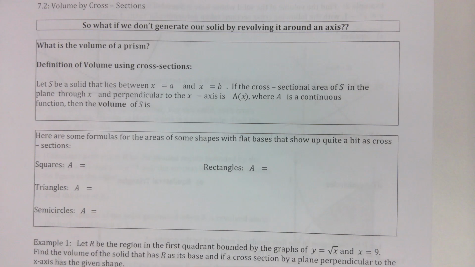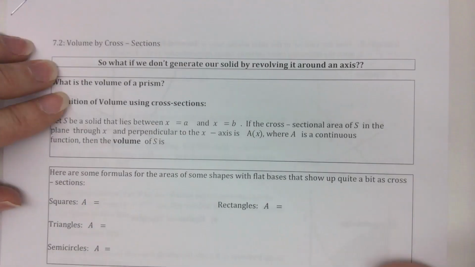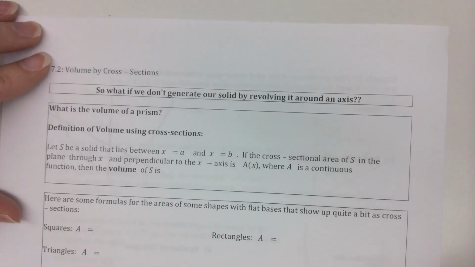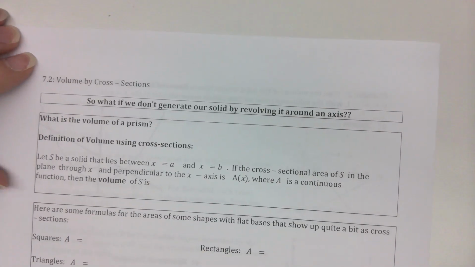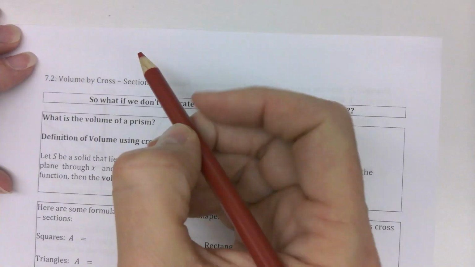Finding a volume of a solid, but we're not rotating it about an axis. In other words, we're going to be given some known cross-section.